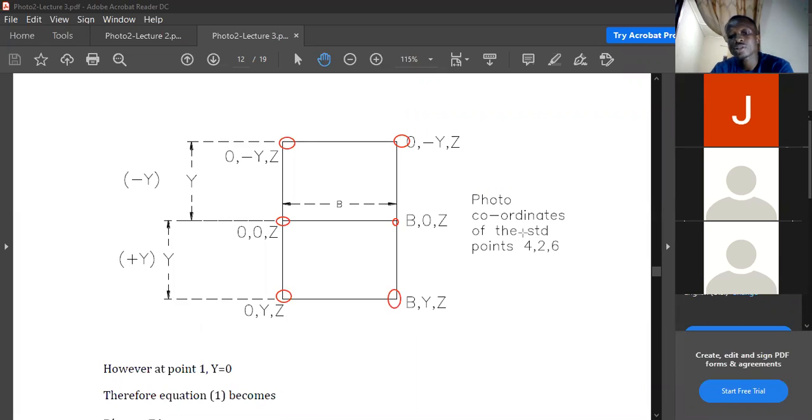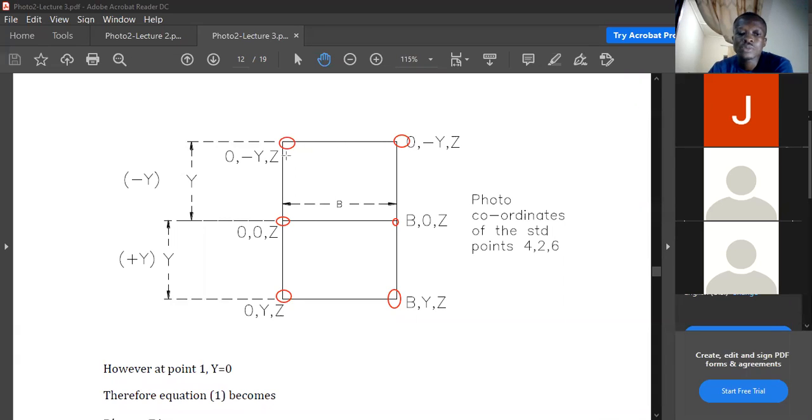Okay, so photo coordinates of the standard points. We could almost establish a certain relationship. Anybody gives you a square, you can always come up with a set of coordinates. Between 1 and 2, we get the air base. So it's assumed that the exposure stations are at point 1 and 2.